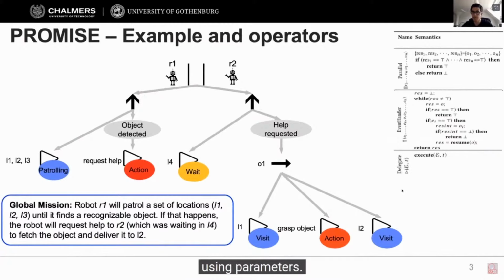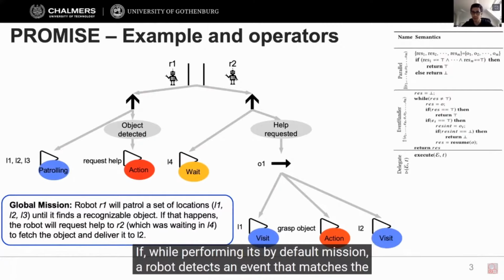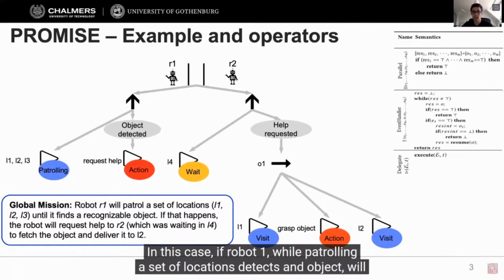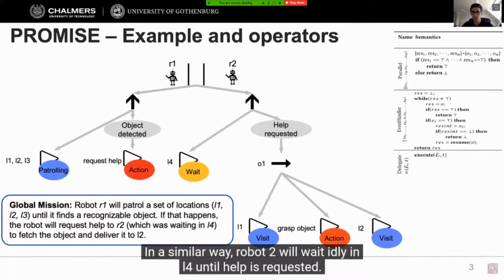The robots may interact or detect events occurring in the environment. If, while performing its default mission, a robot detects an event that matches the one associated with the event handler, the corresponding behavior will be triggered. In this case, Robot 1, while patrolling a set of locations, detects an object and will request help from Robot 2. In a similar way, Robot 2 will wait idly in L4 until help is requested.